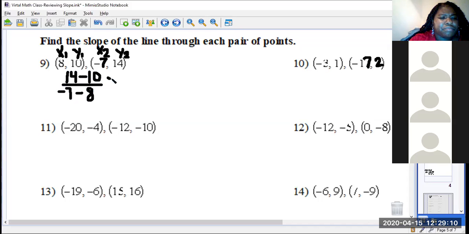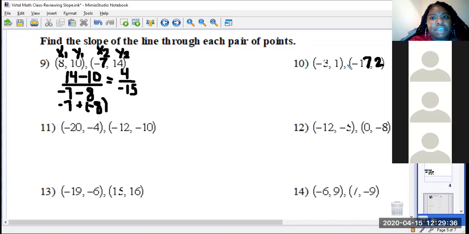Okay. And down here, I will write keep, change, change. Keep, change, change. That's a negative 8.